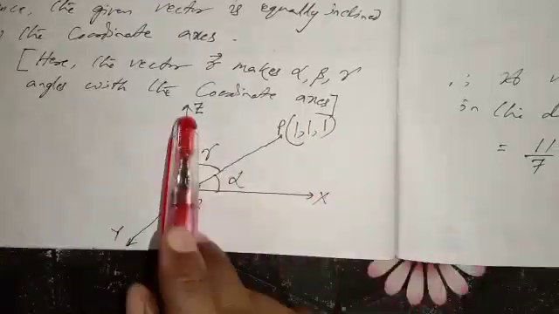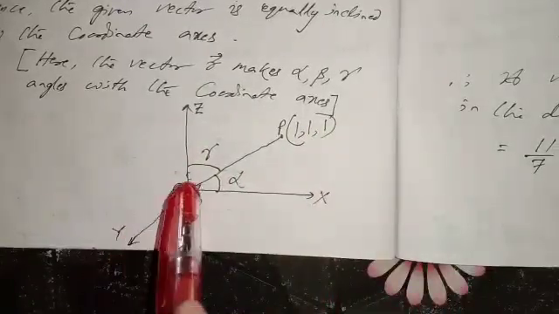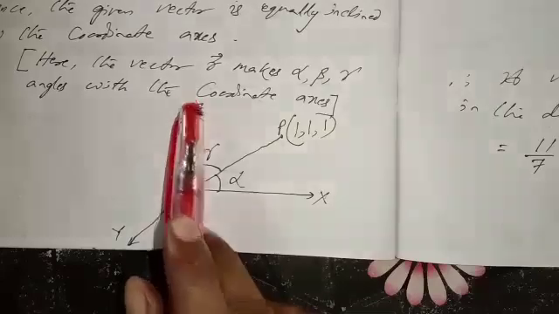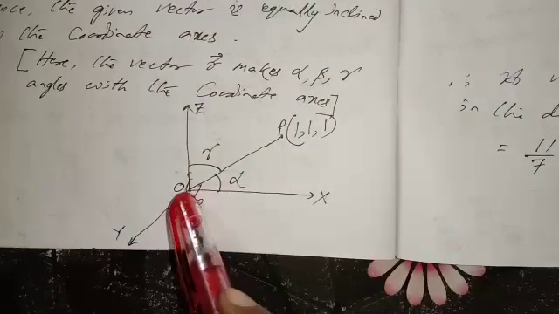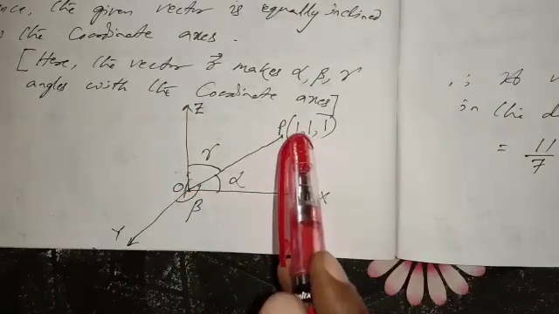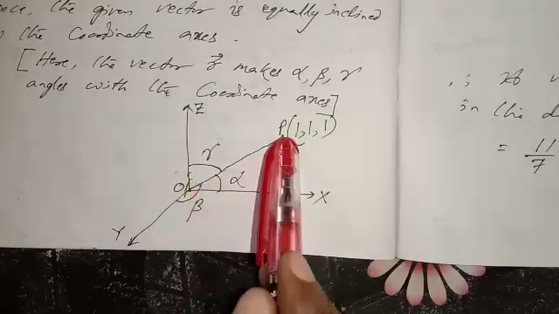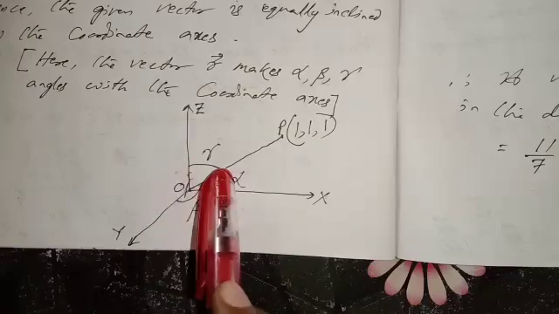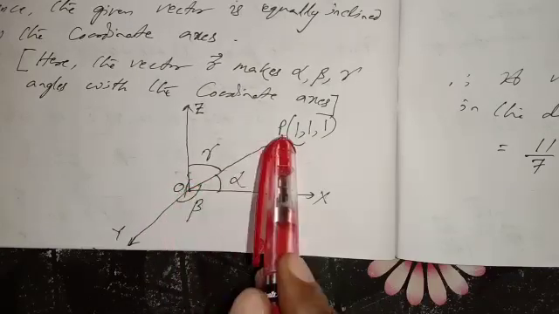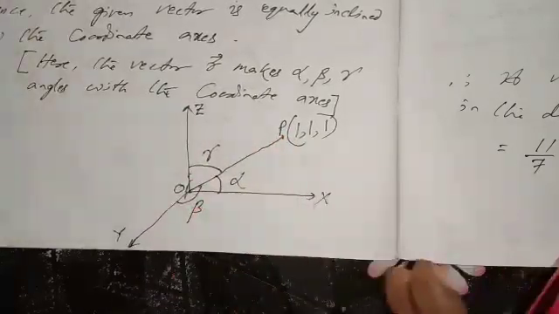This is the practical figure: x-axis, y-axis, and z-axis in 3D. Alpha is the angle made by the position vector OP, given as 1 1 1, with the x-axis. Beta is the angle made by the vector OP with the y-axis. Gamma is the angle made by the given vector with the z-axis. In this way, question number 3 is completed.